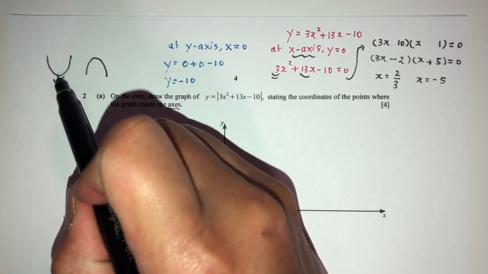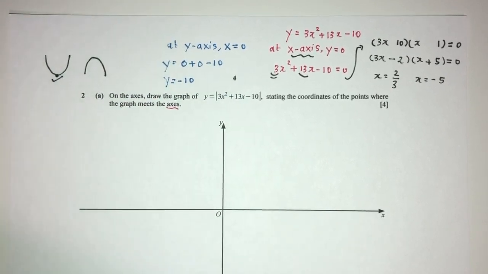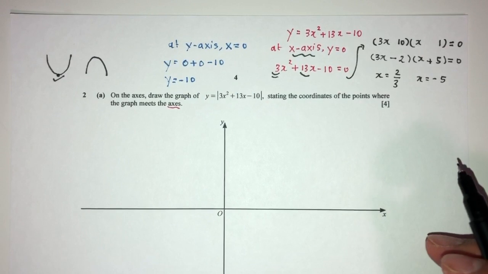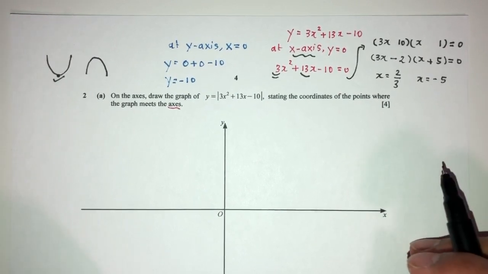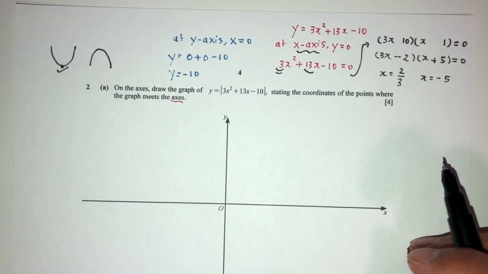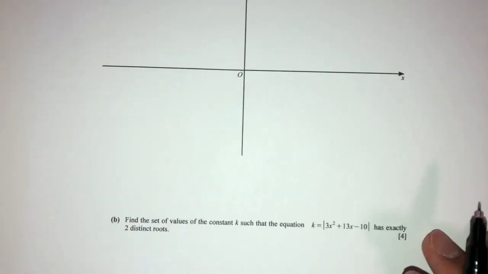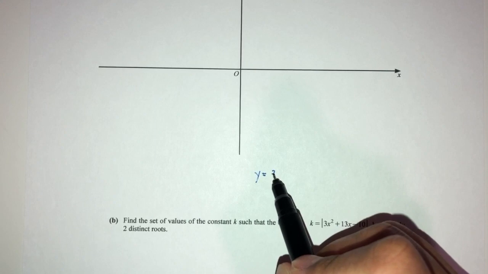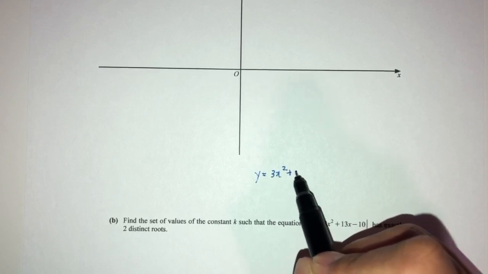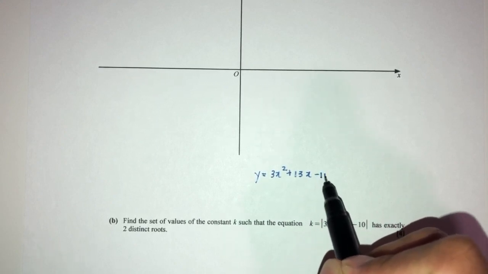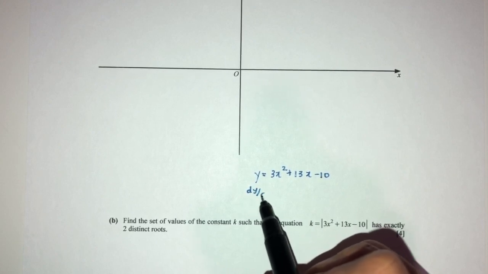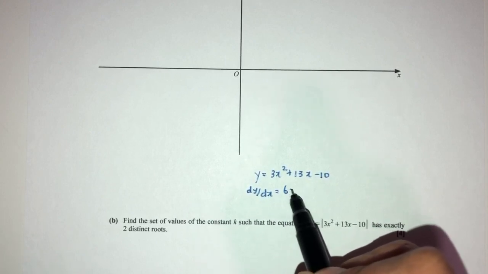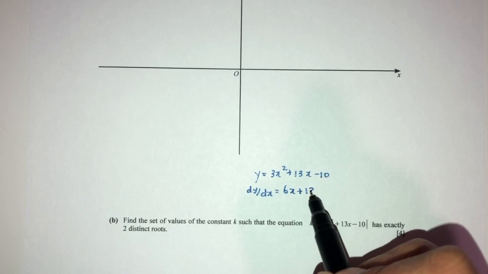Now we have to find the minimum point, right? So how can you do that? Let's first find the minimum point. We can use dy by dx to find that. So y was given to you by 3x squared plus 13x minus 10. So dy by dx will be what? It will be 6x plus 13.